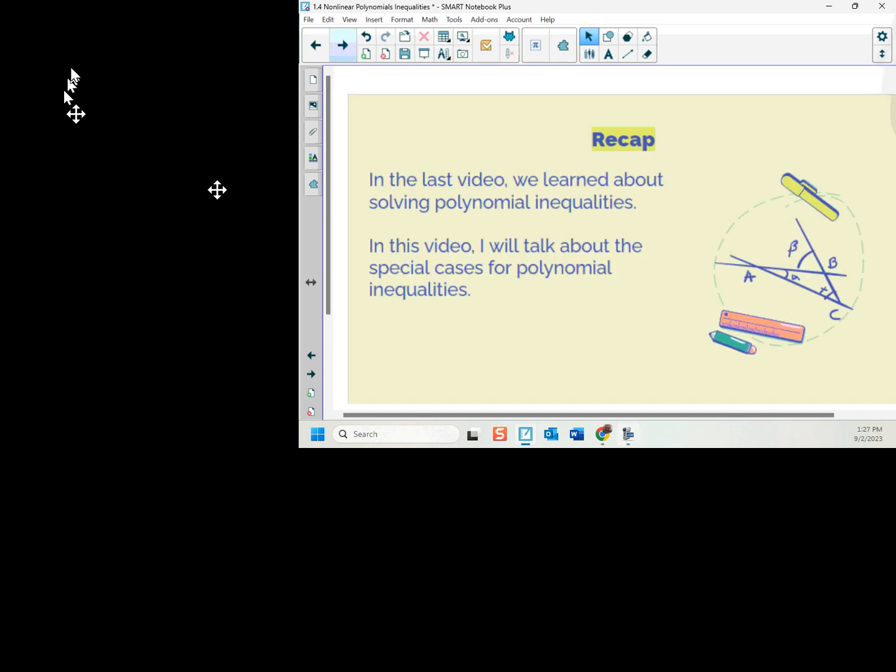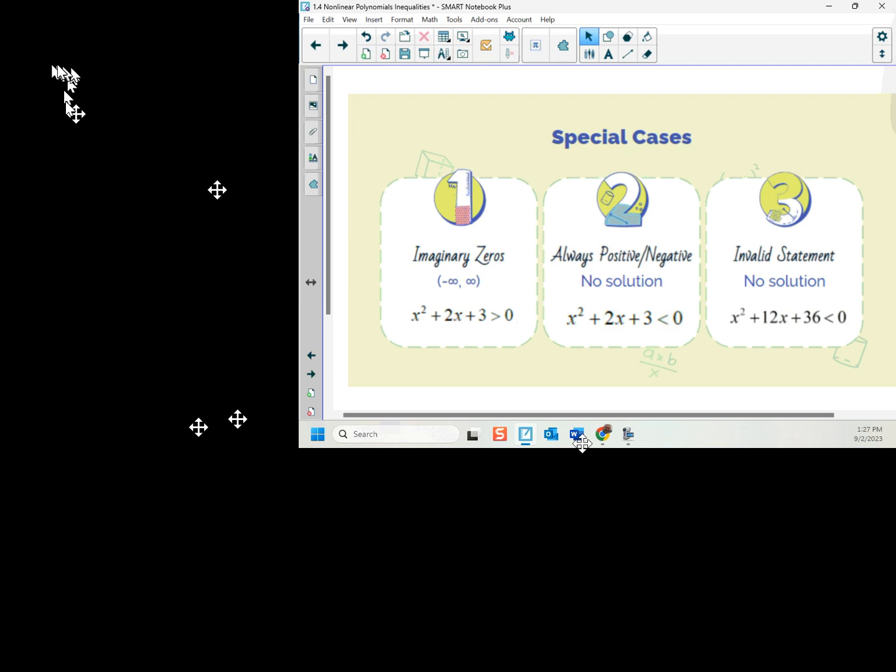So looking at what we had there, last video we learned about solving polynomial inequalities. In this video I will talk about special cases for polynomial inequalities. So here are the three examples the textbook gave us. Sometimes you have imaginary zeros with regards to the quadratic, and therefore sometimes it's all real numbers, negative infinity to positive infinity. Sometimes we have no solutions. Sometimes we only have 1 point as a solution, and I'll cover that as well, which isn't listed here.